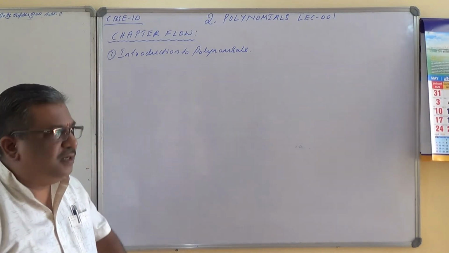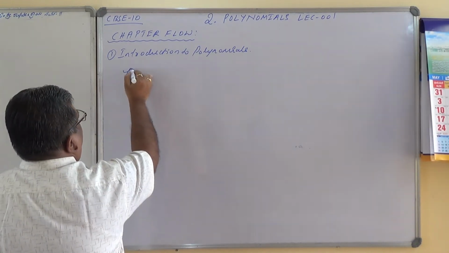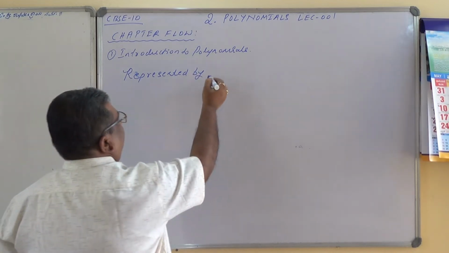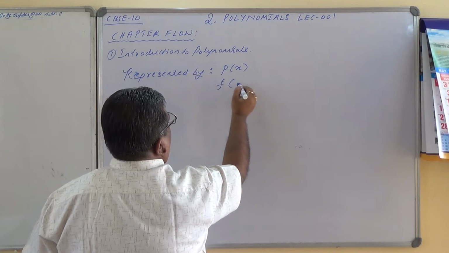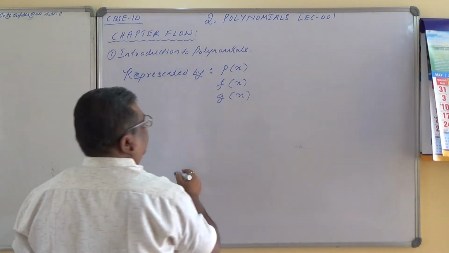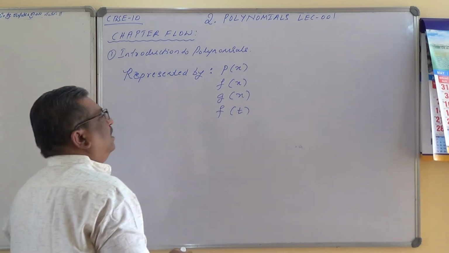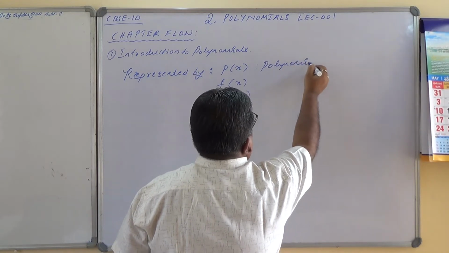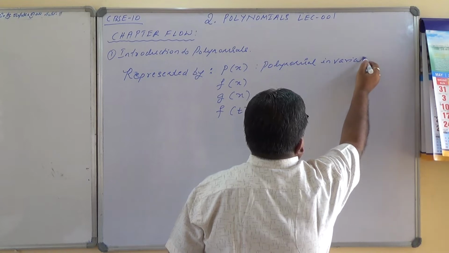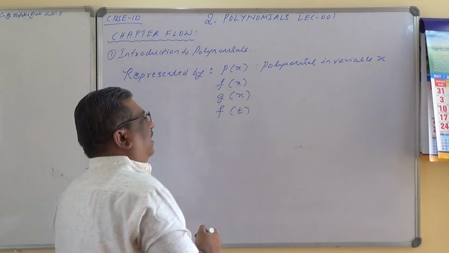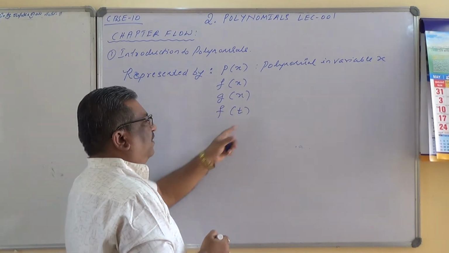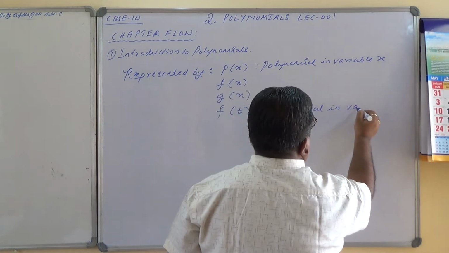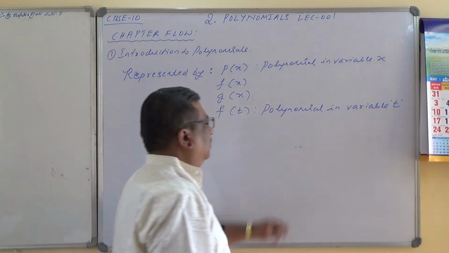So, introduction to polynomials. Generally polynomials are represented by P of x, f of x, g of x, f of t. These are the general notations that we use. What is the meaning of this one here? P of x is a polynomial in variable x. Whereas f of t here is a polynomial in variable t here. Is it clear?